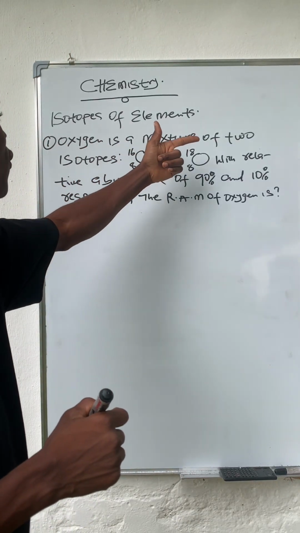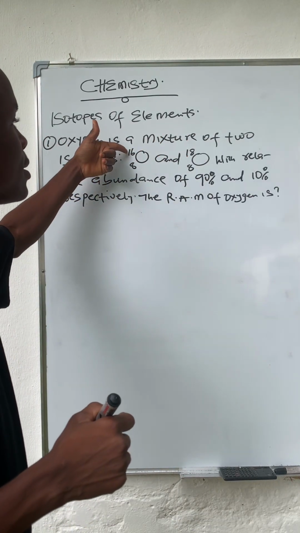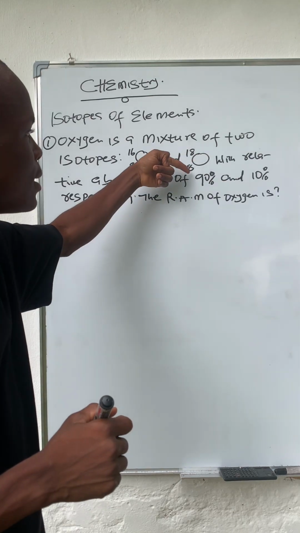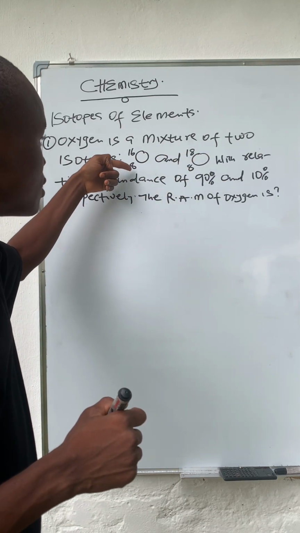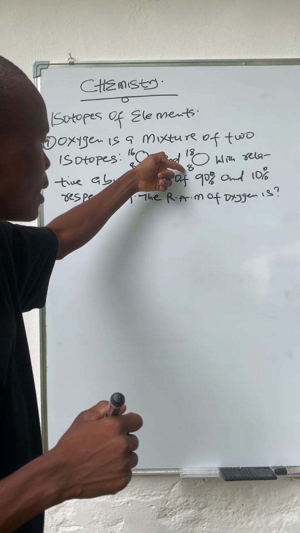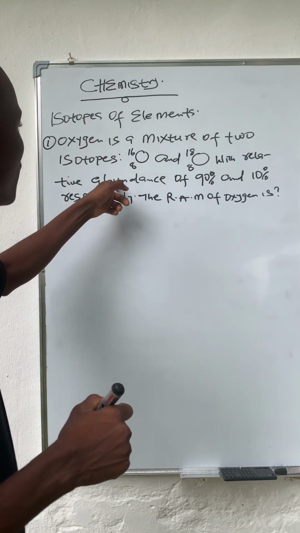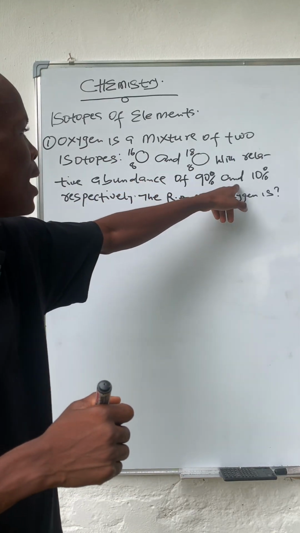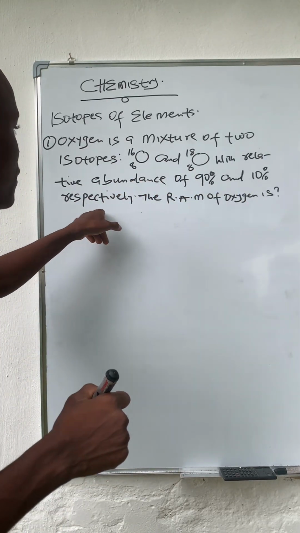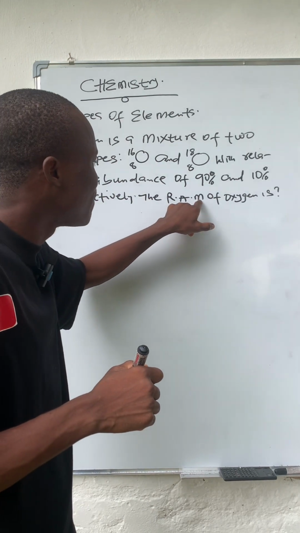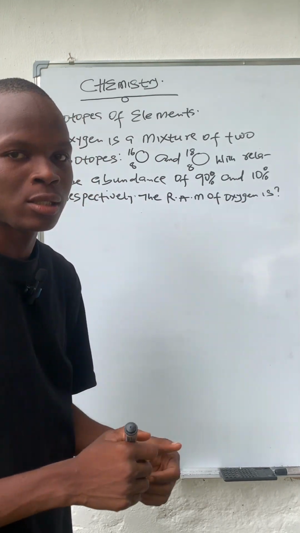Oxygen is a mixture of two isotopes, oxygen-16 and oxygen-18, with relative abundance of 90% and 10% respectively. The relative atomic mass of oxygen is.